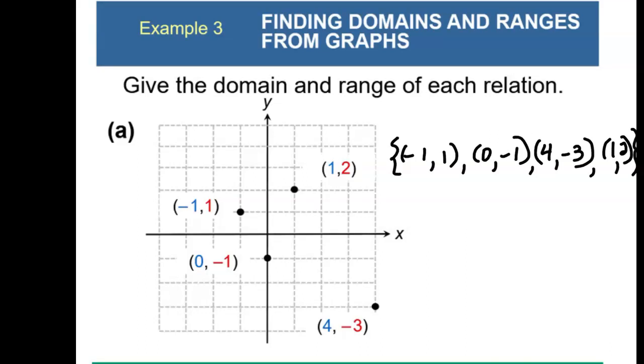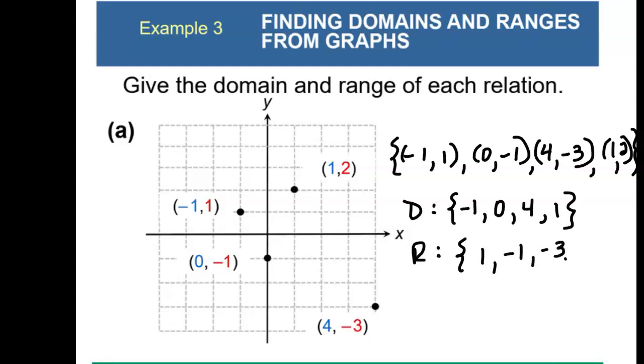It does not matter what order we list them in. It's a listing, so order does not matter. We're asked to give the domain and range, so the domain would be all the x values. That is the set containing -1, 0, 4, and 1. Again, order does not matter. I could have written 1, 4, 0, -1. The range is the set containing 1, -1, -3, and 2. Notice we're not asked to determine whether this is a function or not, and we'll take a look more at that in a moment.